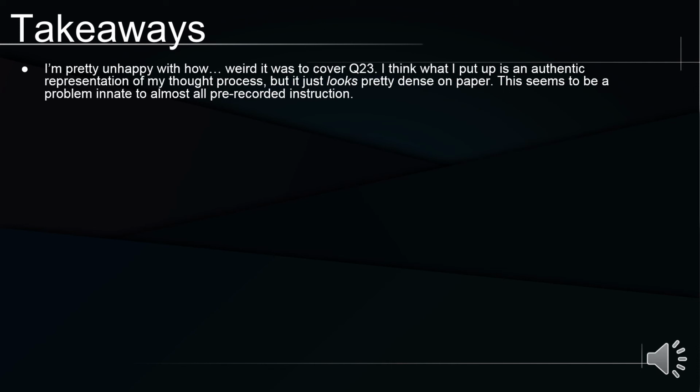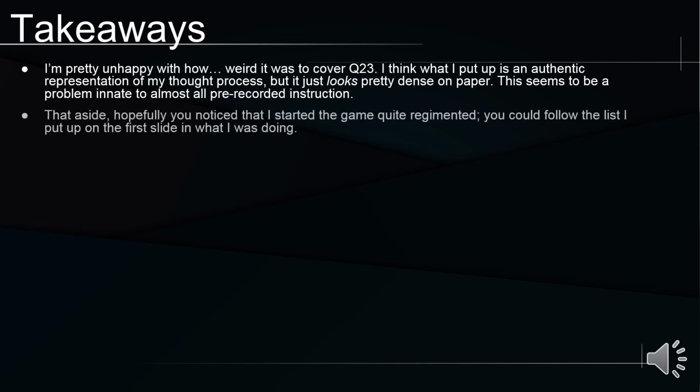It's not the most complicated game to diagram. So it really isn't that hard to replicate your work and just kind of iterate on it. It's just that when I'm trying to do it neatly in a sort of presentable format here, I've got to accompany it with text and all that stuff, and it just doesn't look quite as fluid and easy as it is in reality. So despite that, hopefully you noticed the important thing, which is I started this whole game, the whole situation, quite regimented. You could literally follow the list that I put up on the first slide and what I was doing.